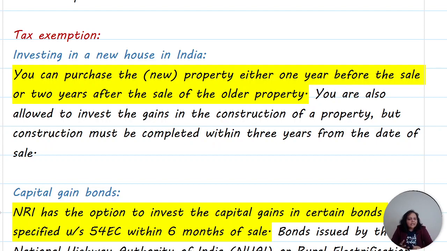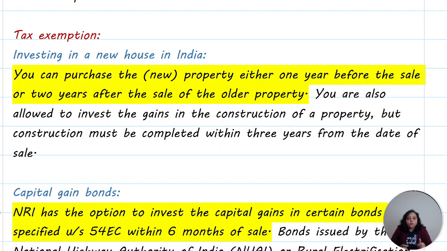Now, tax exemption. How can you reduce your tax liability? Well, by investing in a new house in India, you can purchase a new residential property either 1 year before the sale deed of your house is executed or 2 years after you have sold your property. So, within 1 year prior to the sale and 2 years after the sale, you can invest the capital gains part in a new property and claim deduction under section 54.